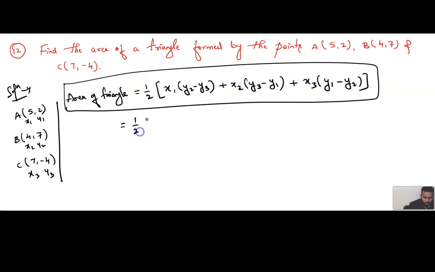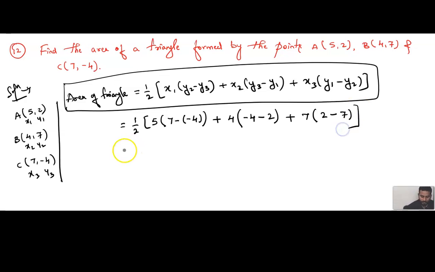Yes, it equals half into x1 value is 5 into y2 is 7 minus y3 is minus 4. So one more minus we are getting, so we write in bracket minus 4 plus x2 is 4 into y3 is minus 4 minus y1 is 2, then plus x3 is 7 into y1 is 2 minus y2 is 7. Close the main bracket.